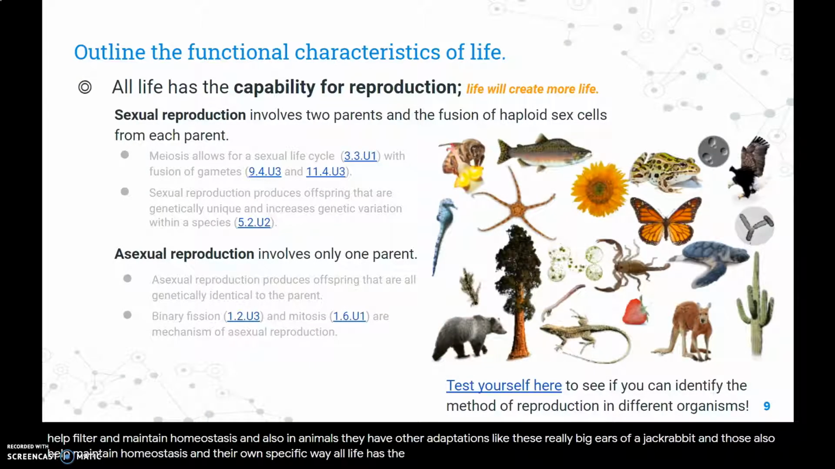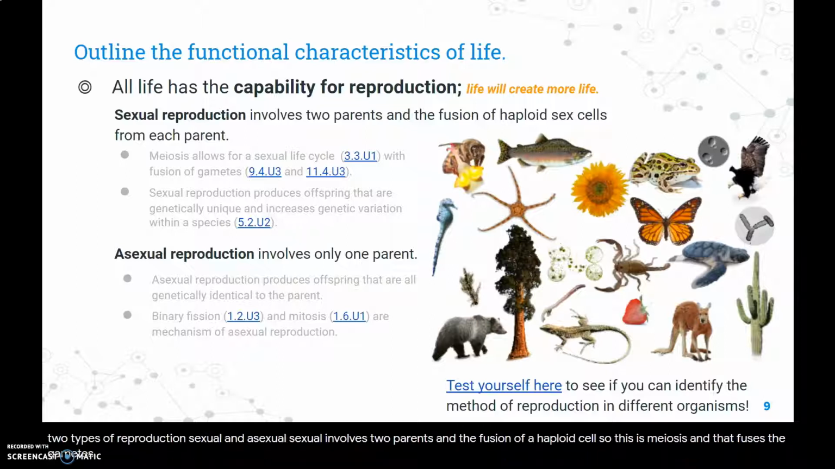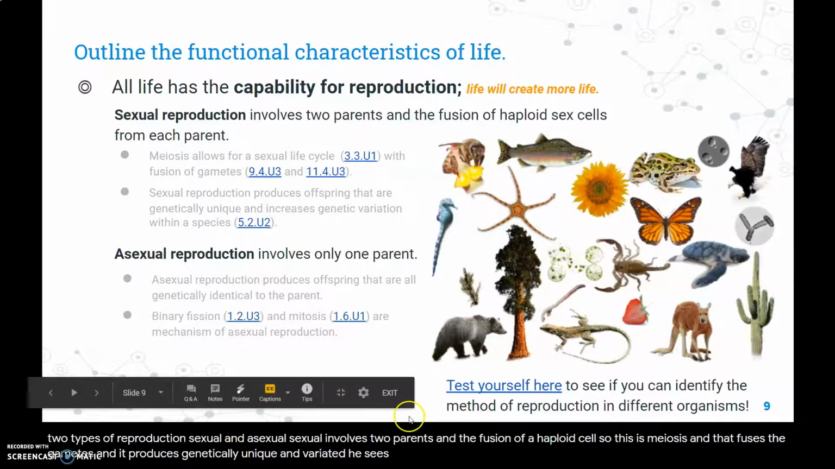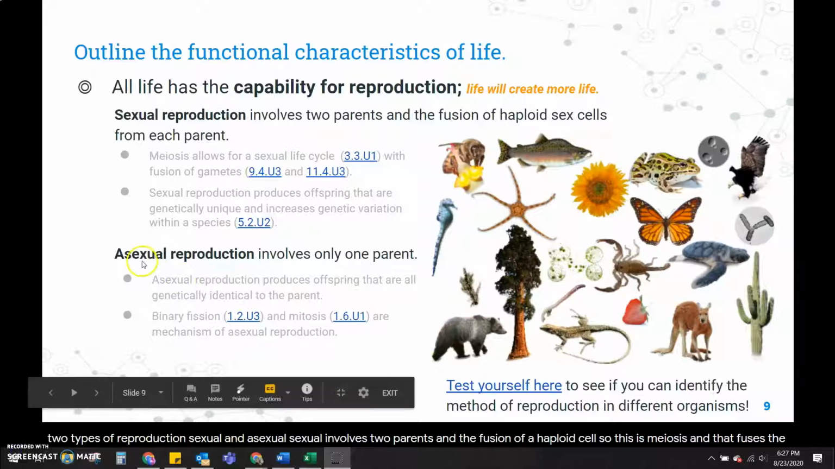All life has the capability for reproduction. Life will create more life. We know there are two types of reproduction, sexual and asexual. Sexual involves two parents and the fusion of haploid cells. This is meiosis, and that fuses the gametes, and it produces genetically unique and varied organisms within a species.